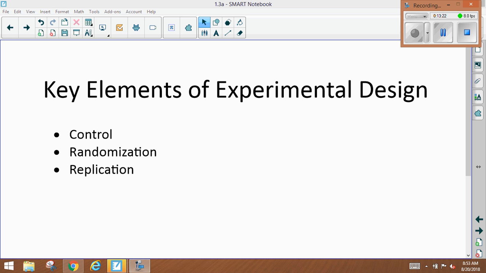All right, so for experimental design, actually putting together an experiment, you have to have some sort of control group, right? So you're going to have a control group, and you're going to have an experimental group. There has to be some sort of randomization. So you have to randomly select people to be in each group, in your experimental group and your control group.